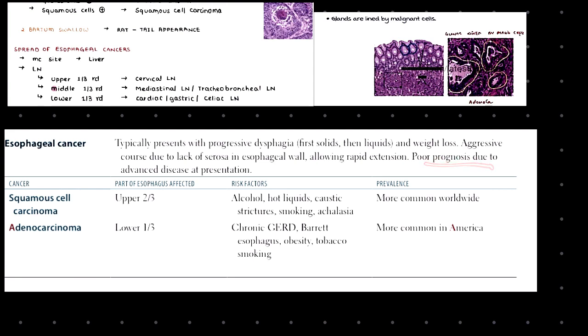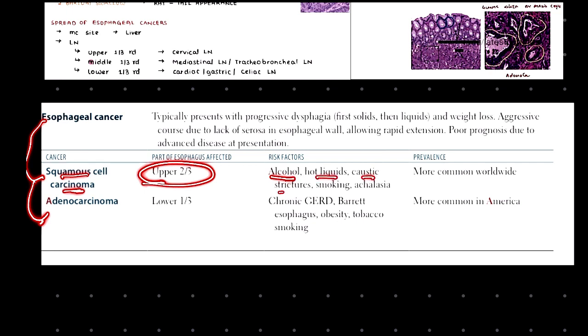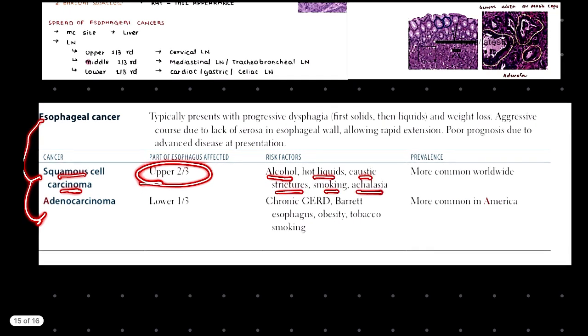Poor prognosis due to advanced disease at presentation. Now here are two types of malignancy: one is squamous cell carcinoma, another is adenocarcinoma. We discussed squamous cell carcinoma. It involves the upper two-thirds region. Risk factors are alcohol, hot drinks, caustic stricture, smoking, and achalasia cardia.